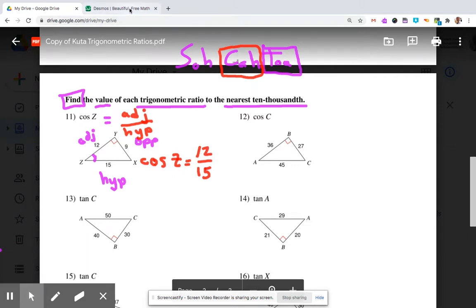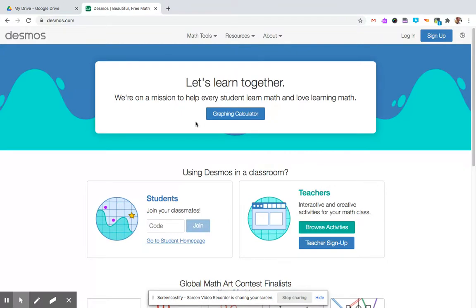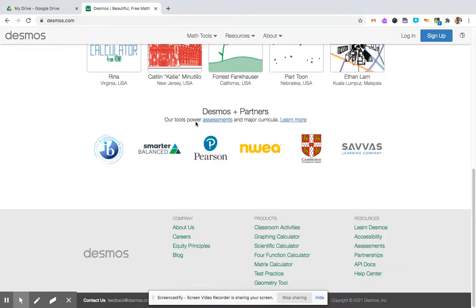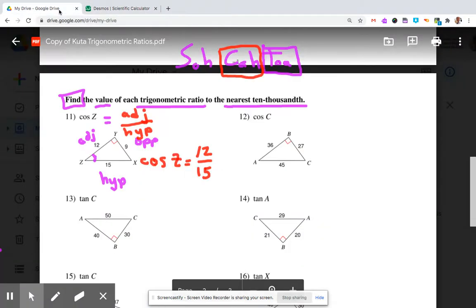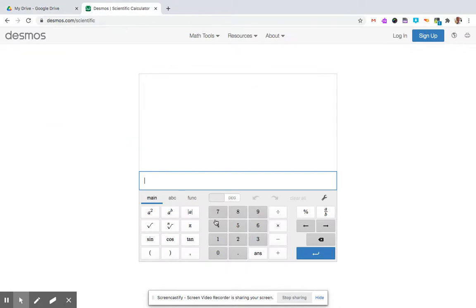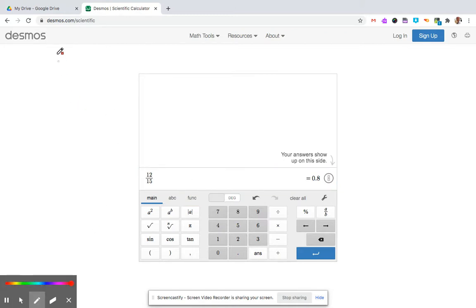I recommend Desmos. That's kind of the best one to use. It has a graphing calculator, and so there's the graphing calculator. It's at the bottom of the page. I use the scientific calculator for these. And what is it again? It is 12 over 15. 12 divided by 15. All right, 0.8.